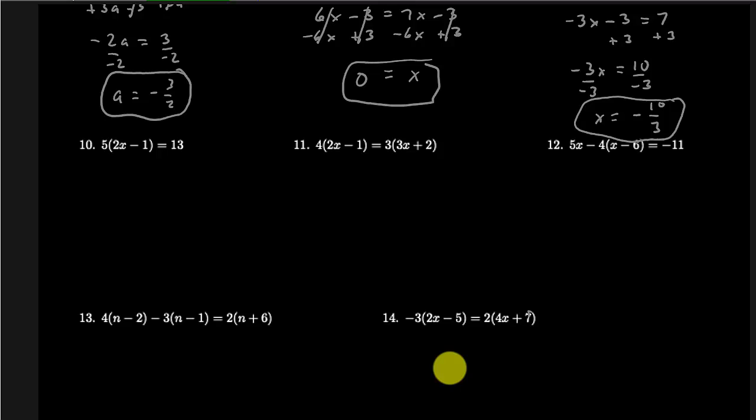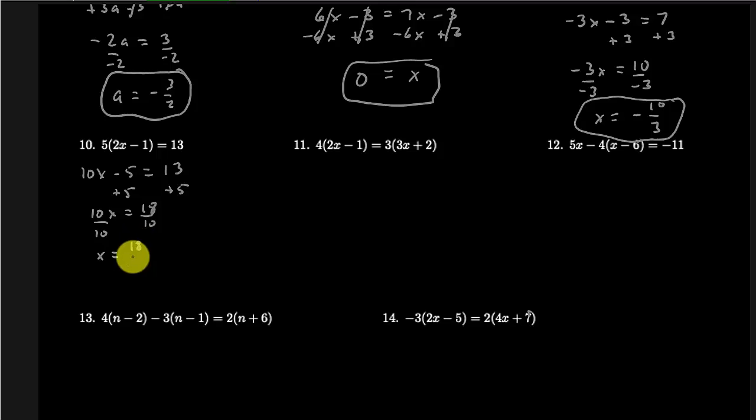All right, so let's clear the parentheses. So we have 10x minus 5 equals 13. So we're going to add 5 to both sides. And so we get 10x is equal to 18. Divide both sides by 10. We get x is equal to 18 over 10.